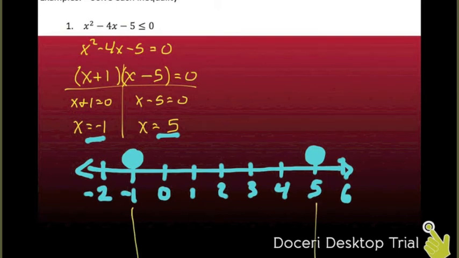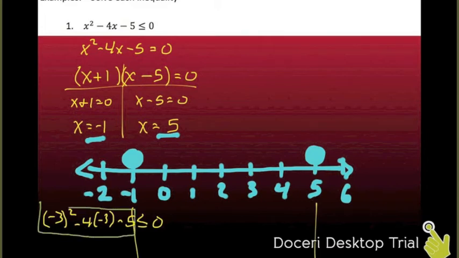You can plug in one number from each of those sections. So I would probably pick something like, I don't know, negative 3. So negative 3 squared minus 4 times negative 3 minus 5. And we need to know, is that less than or equal to 0? Again, you can plug this whole thing right here into your calculator as long as you use the parentheses like I did. And when you do plug it in, you'll get 16 is less than or equal to 0. That is not true.